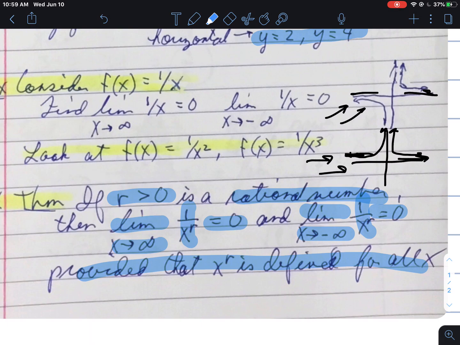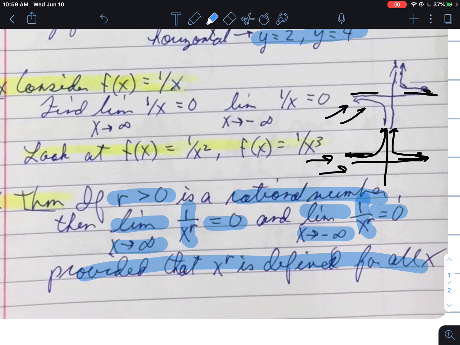Now, that kind of brings in complex numbers. So let's say r happens to be 1/2, right? Square root. Then x can't be negative, right? Because that would give us an imaginary number. So we have to keep ourselves within the real number system. We have to have defined values.